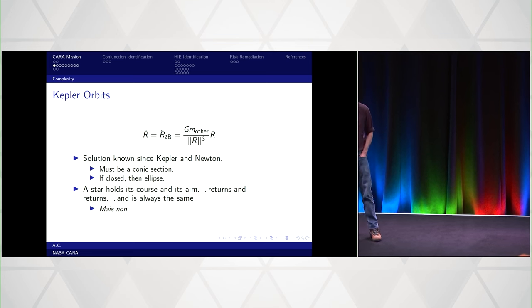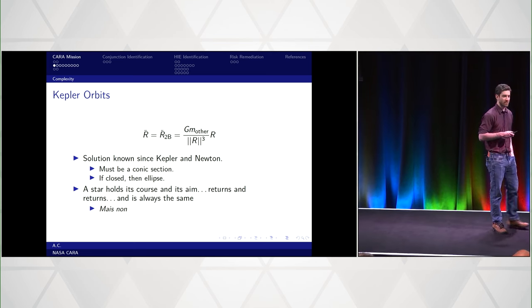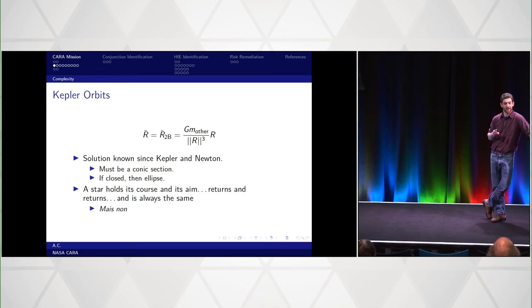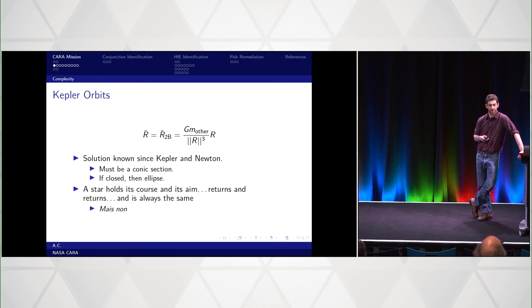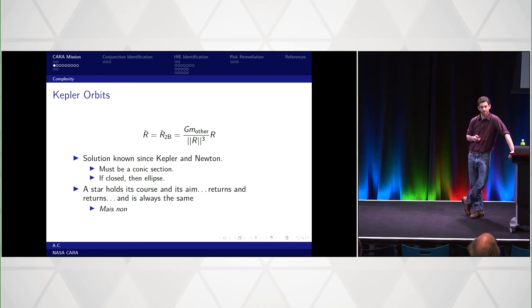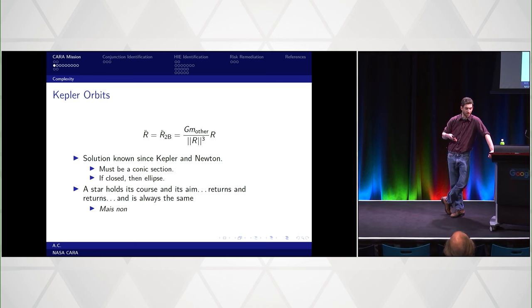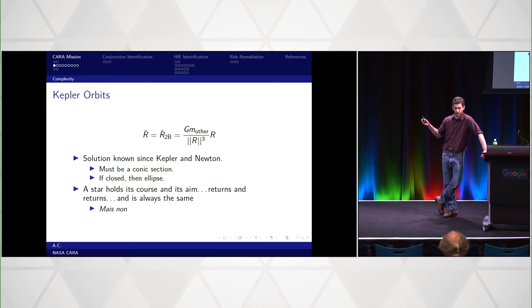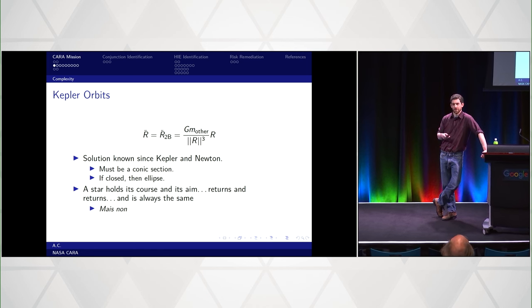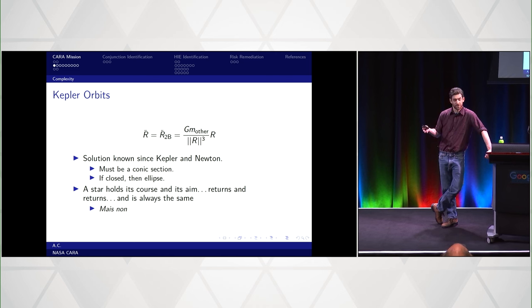When I first heard about CARA, I was honestly a little confused about why this was hard to do in the first place, because I went to middle school, I went to high school, and I learned this equation here on the screen, which governs the motion of celestial bodies. Gravity is a function of a gravitational constant, the mass of the body that you're orbiting, and then it drops off as 1 over r squared. And this has been known since Newton and Kepler, and it's known that the solution to this is always a conic section, which for a closed orbit is an ellipse.